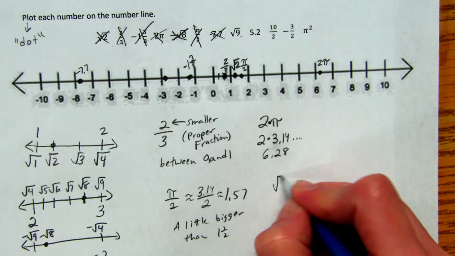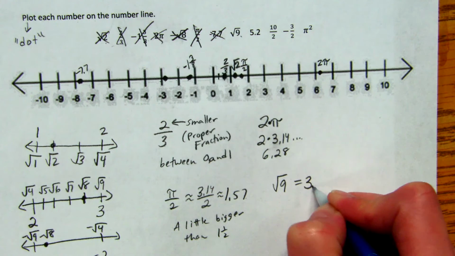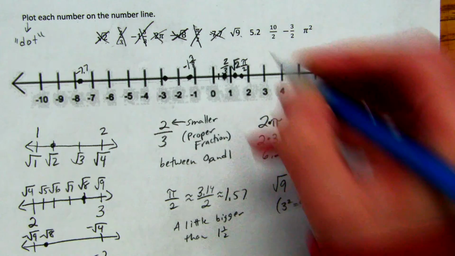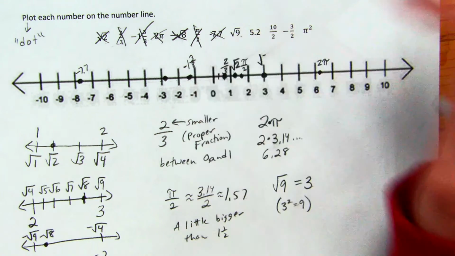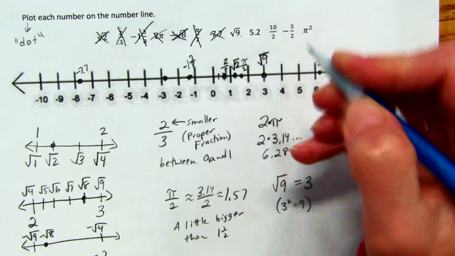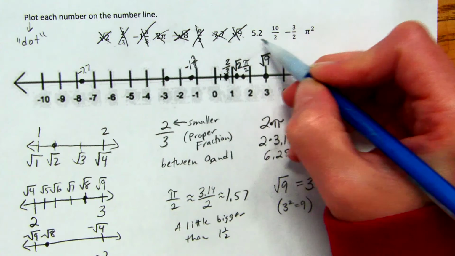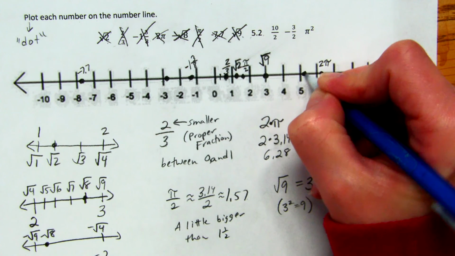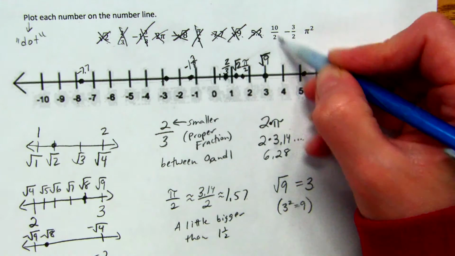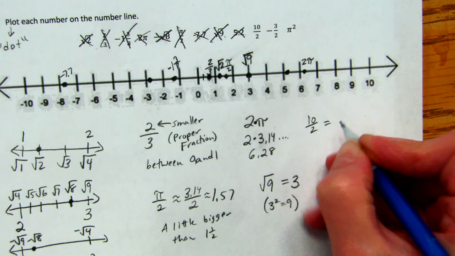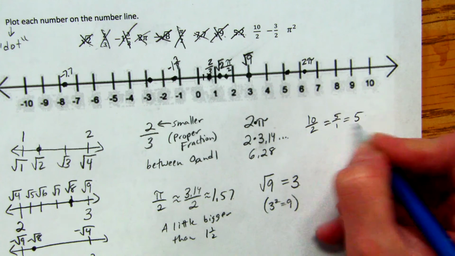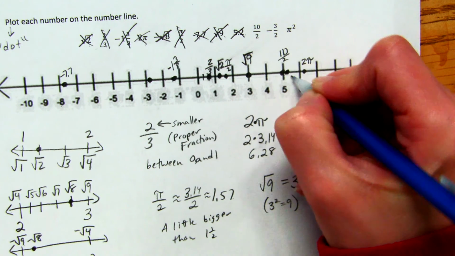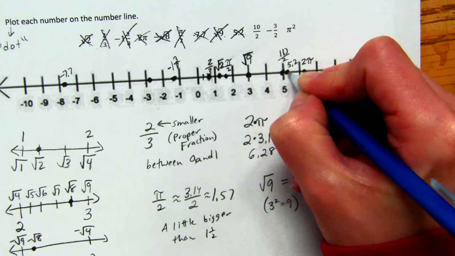Square root of 9 is a perfect square. It's just 3, and that's because 3 squared is 9. So the square root of 9 is just going to go where the 3 is. Sorry, I keep breaking my pencil lead. So that'll go right there. 5.2 would just be between 5 and 6, a little bit past the 5. 10 halves actually reduces to 5 over 1, which is just 5. So right here on 5, I'll put 10 halves. Oops, I didn't label 5.2. Let me put that label on there.